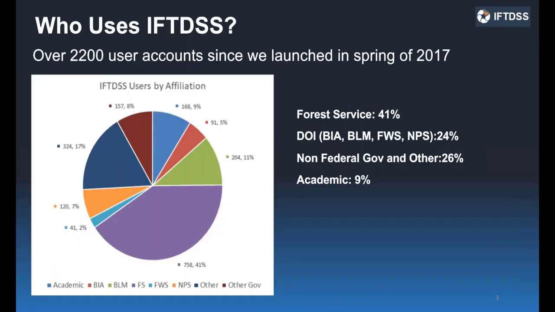Just a quick background for those of you that are not necessarily familiar with IFTDSS and are coming because you're curious about risk assessment. This version of IFTDSS launched in the spring of 2017. We've had over 2,200 user accounts, and it's about 65% federal, 41% Forest Service, 24% DOI, and then 25% other non-federal government like states, and then about 10% academic. We have a couple of universities actually doing some coursework with students that are up and coming in fuels management.